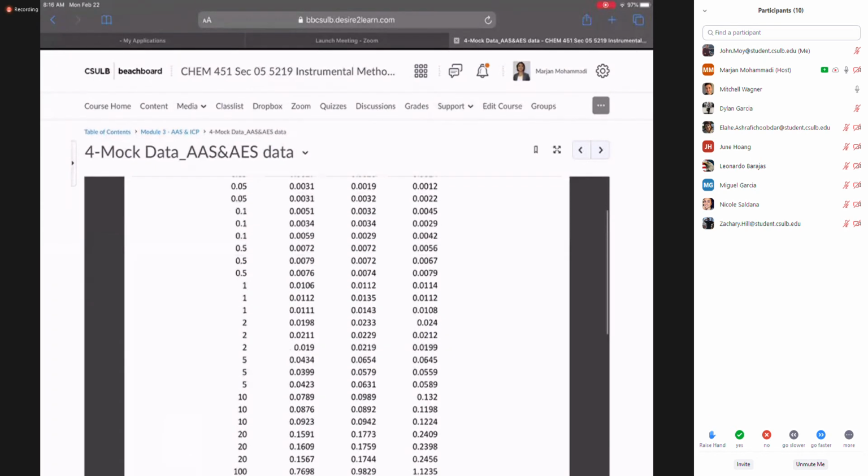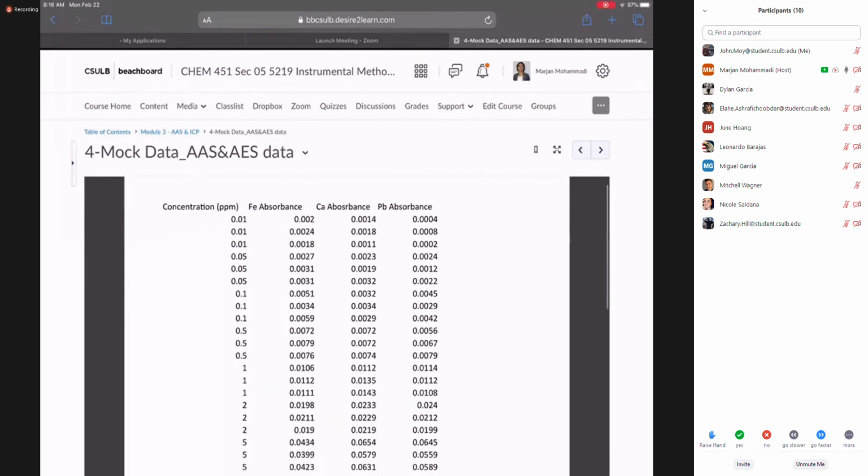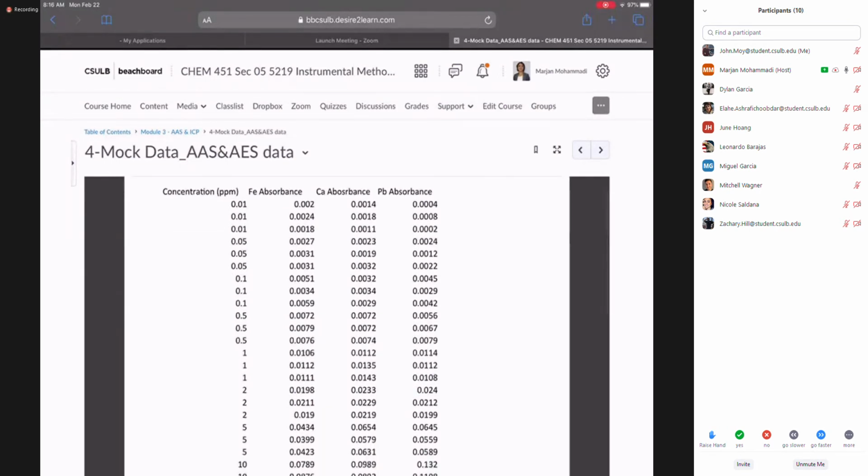Okay, so look at the data. The first part is from atomic absorption. You can see we are going to read absorption for each concentration that we have. And actually you are going to have the numbers for three readings for each concentration, as you can see right here. Guys, please pay attention. So these are the real readings.